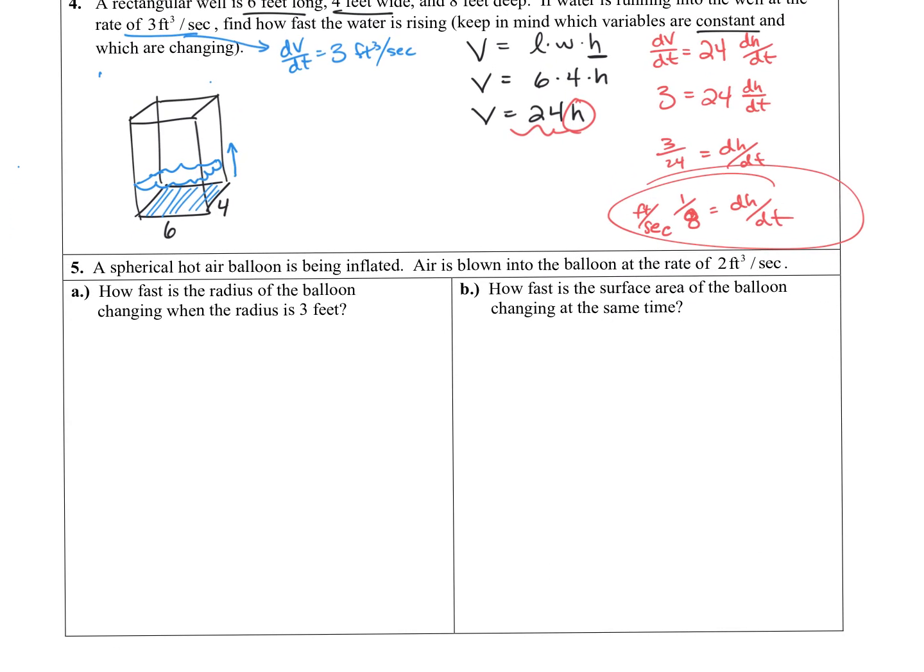All right, up next, a spherical hot air balloon is being inflated. So spherical, there it is. Oh, hot air balloon. It doesn't really look like that. That's just a balloon. Use your imagination, okay? Air is blown into the balloon at a rate, so I like the word rate, and it's 2 cubic feet per second. So I know that is dV/dt. I know that because it's air blown into something and because of the units, cubic feet per second.